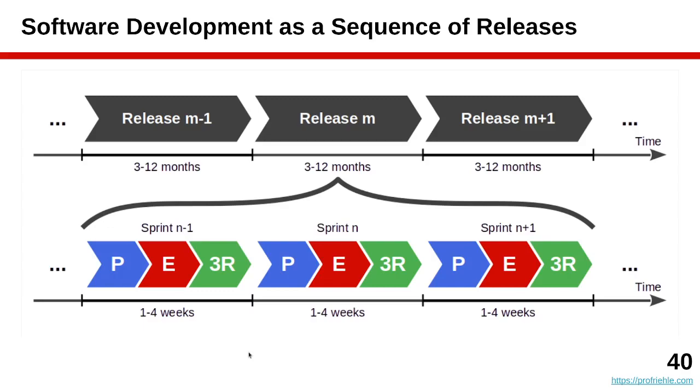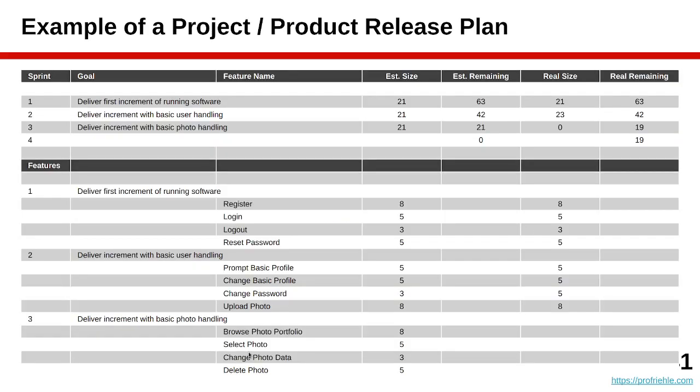And that's how it is in industry too. You may have quarterly releases, you maybe have annual releases. As long as you're doing sprints within that larger time frame, you're still agile. So software development can be viewed as this sequence of project or product releases, and then there's this refinement or hierarchy of higher level and lower level releases. And for that, you can plan.